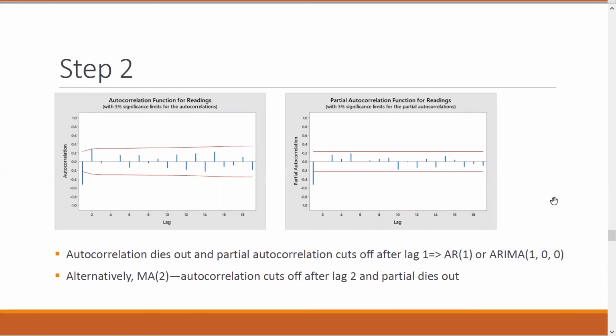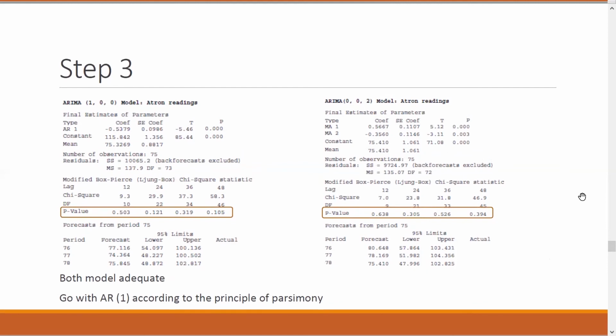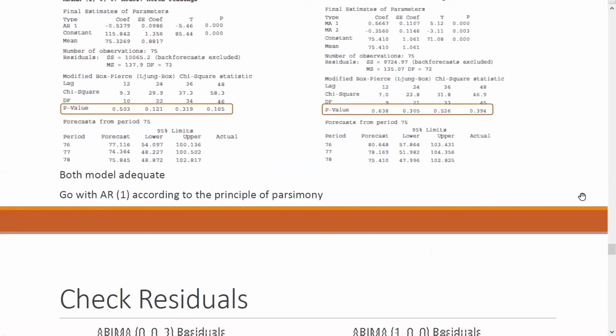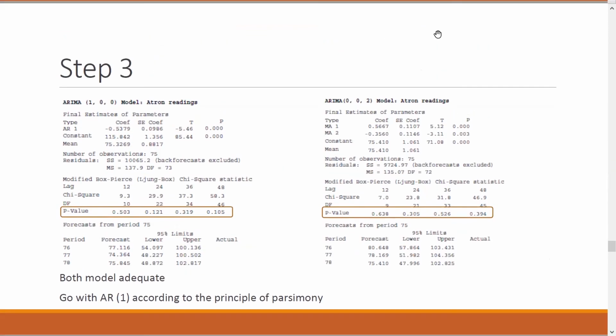Now, if we fit the 2 models to the data in Minitab, we will get the following results. I'm going to show you how to do everything in Minitab after we review the results as well as checking the residuals. So let's examine the results first. 2 models again, AR1 process and the MA2 process.